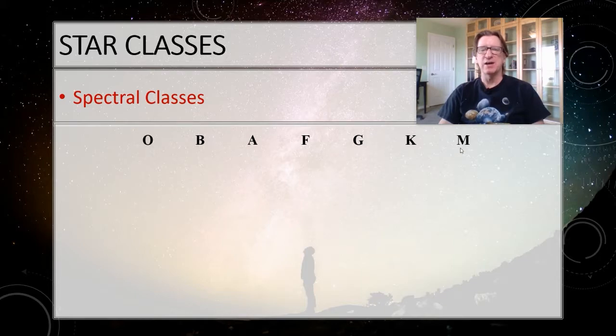So make something up and then that'll help you remember this. The O's are the hottest, the M's are the coolest. You must memorize this. Make sure that you've got it in order. This is very important. I am going to assume from here on out that when I say an A-type star, you know where that falls in this.